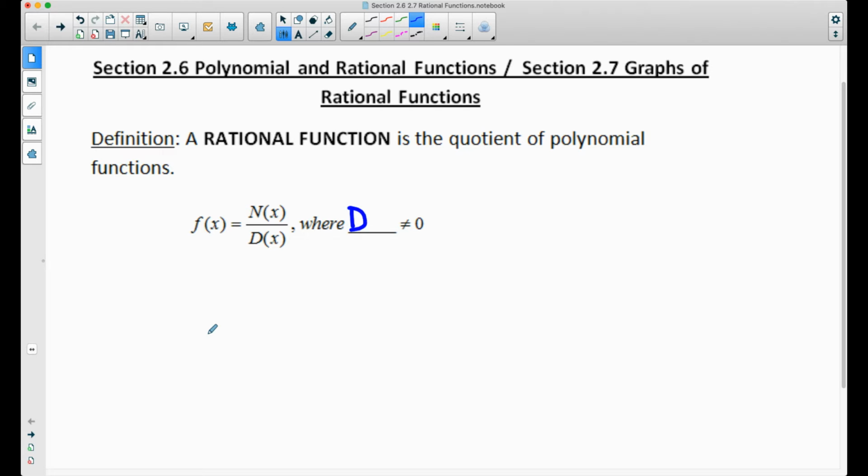There we go. Okay, so d of x, which is our denominator, cannot be 0. All right, so a rational function is the quotient of a polynomial, and d of x cannot be 0.